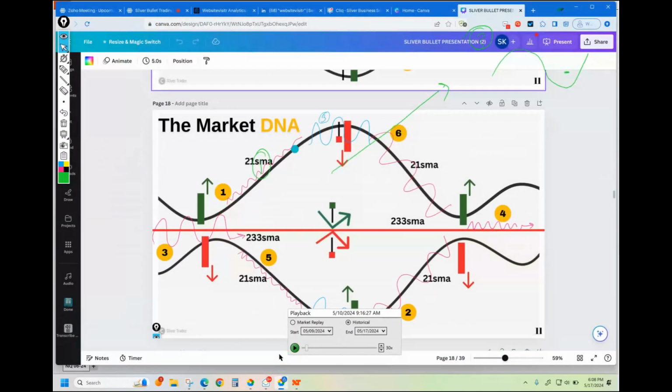Market is at number 4 now. It went up, swung back and forth once, and came down, and now it's very close to the 233 SMA. So now the market is at position number 4.